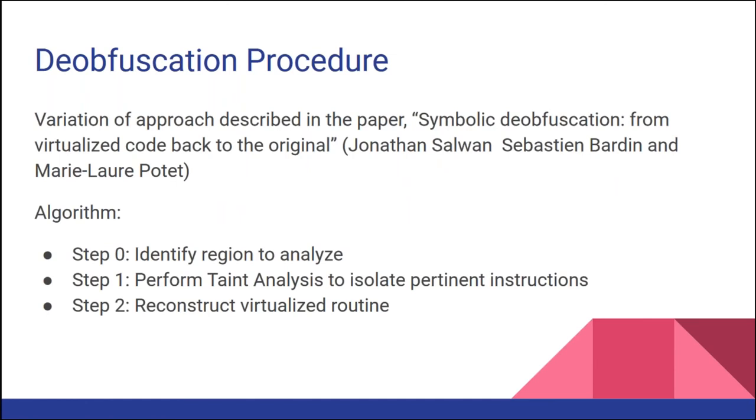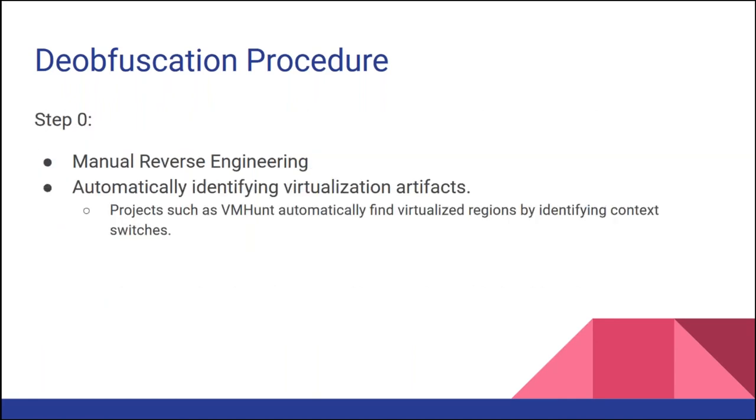So, the deobfuscation procedure we will be presenting is a simplification of the approach described in the paper, Symbolic Deobfuscation: From Virtualized Code Back to the Original. The algorithm involves three steps primarily. Step zero would be identifying the region to analyze. The next step would be performing taint analysis to isolate pertinent instructions. And the final step would be reconstructing the virtualized routine.